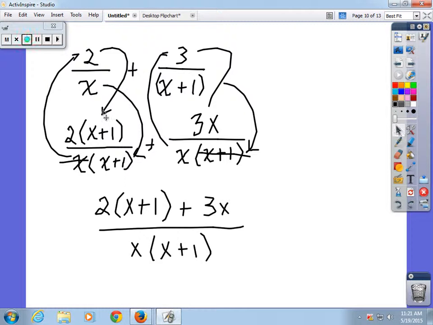So what do you do with that 2? You distribute that 2, and that'd be 2x plus 2. And what's 2x plus 3x? So that'd be 5x plus 2 over x times x plus 1. And that's your final answer.